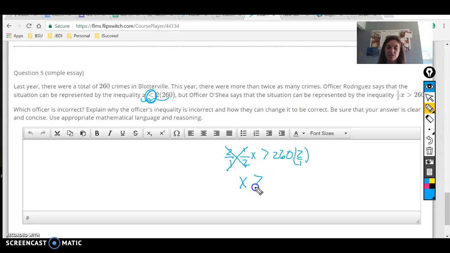So I would have x is greater than 2 times 260. Both of their equations said the same thing, but their inequalities were different. Okay, so Officer O'Shea had the inequality sign going in the correct direction. They both had the same mathematical expressions, but the inequality signs were what were different, and Officer O'Shea was the one who was correct there. So that's what you need to type, that the mathematical expressions are the same, but Officer O'Shea had the inequality going in the correct direction.